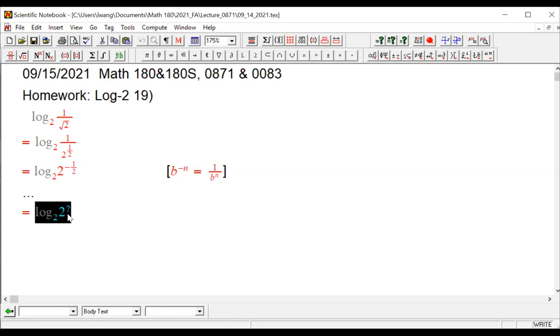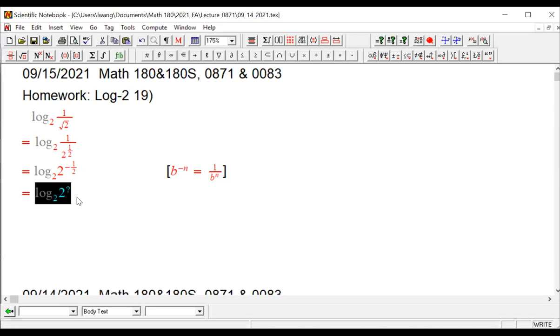Are we there? We're there, yeah? What will be the answer? So we got there, right? We went through a couple of steps, just changing the way of writing this into 2 to the power of something, right? That power is going to be your answer.